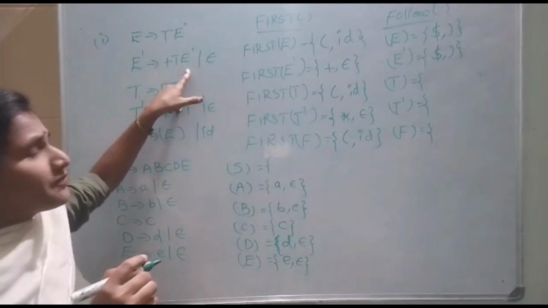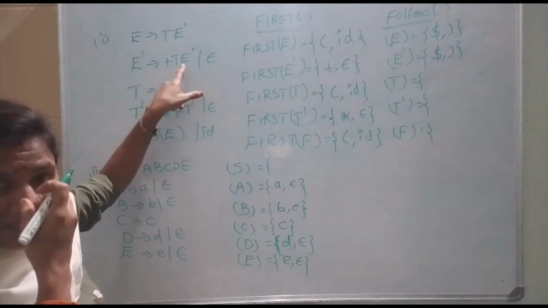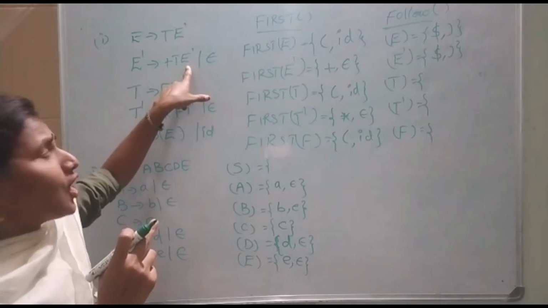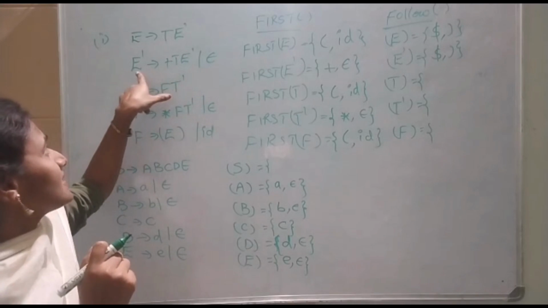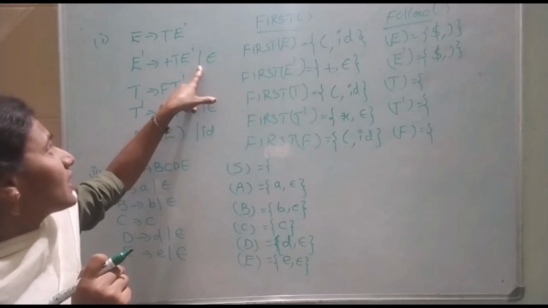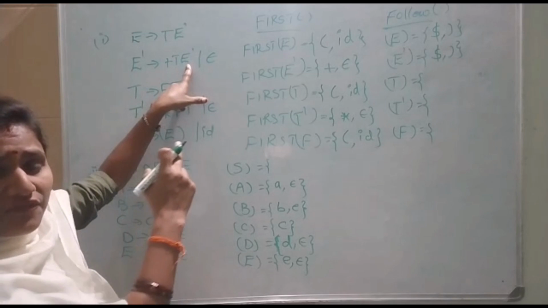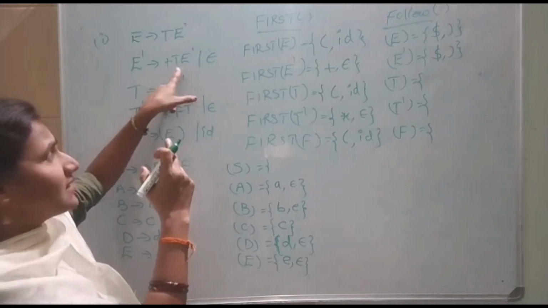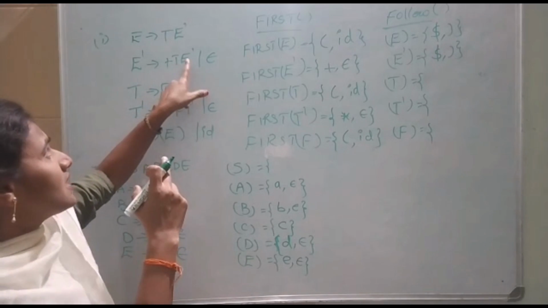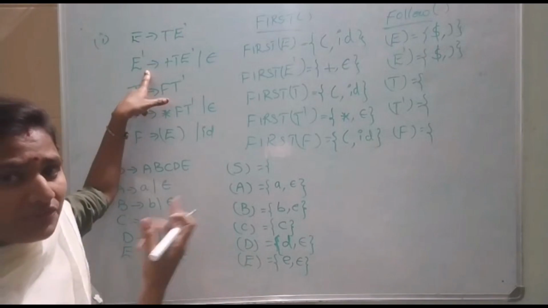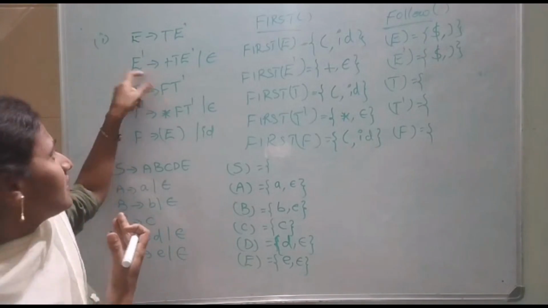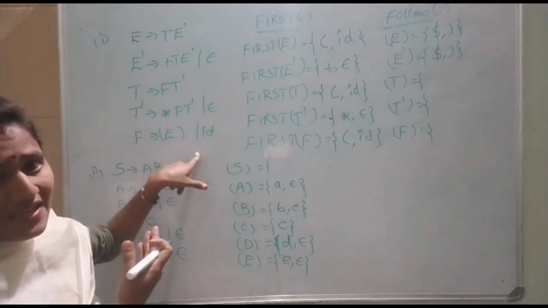Now once again you have to check. Are there any more productions which contain the non-terminal E dash at RHS? Yes, we have. That is E dash derives plus T E dash. Here E dash is the end symbol in that specific production. That means follow of E dash equals follow of E dash. Nothing will come from that production. Right. So no other productions contain E dash at RHS.